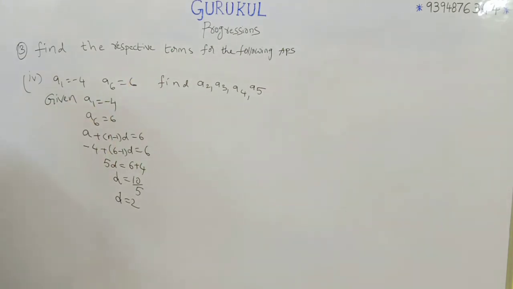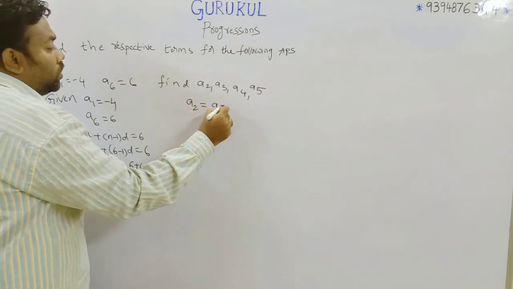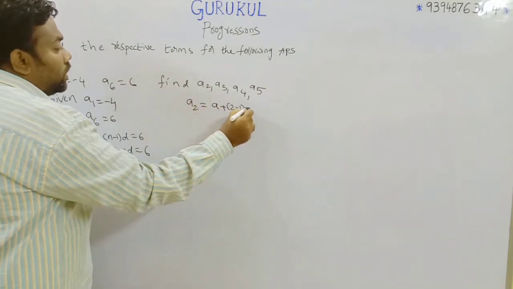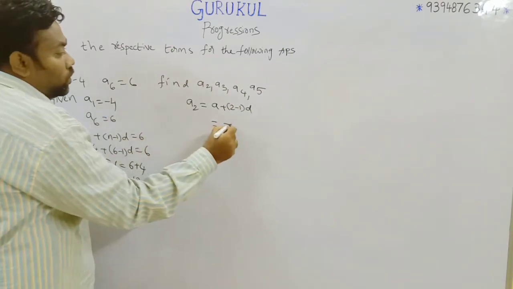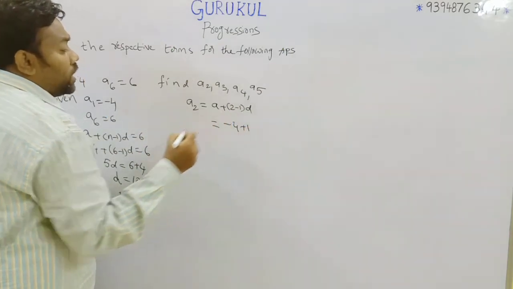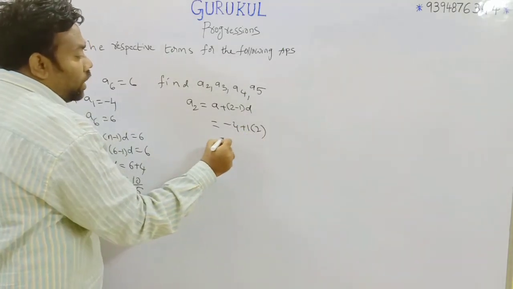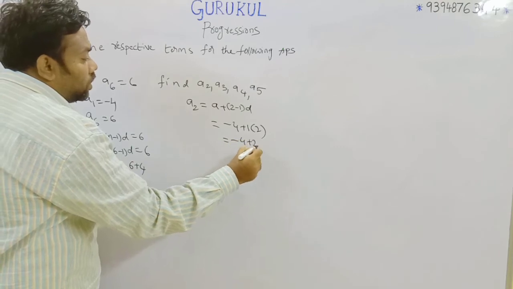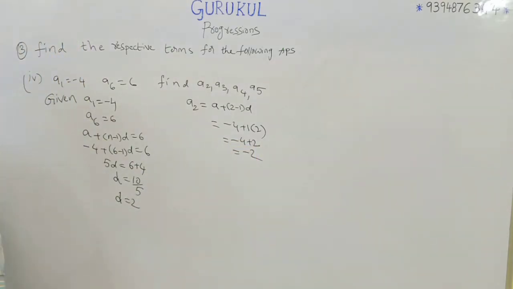Now find the value a2. a2 equal to a plus 2 minus 1 into d. Here a value, first term, is minus 4 plus 2 minus 1 value 1 and d is 2. Minus 4 plus 2 equal to minus 2. This is the second term.